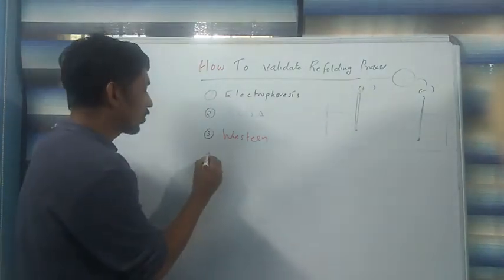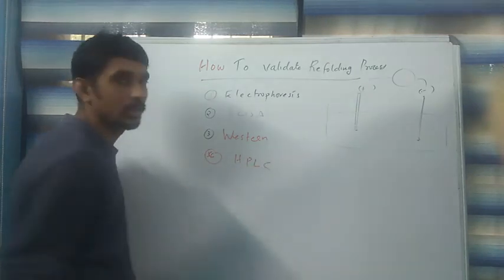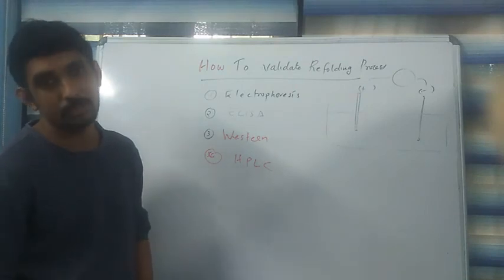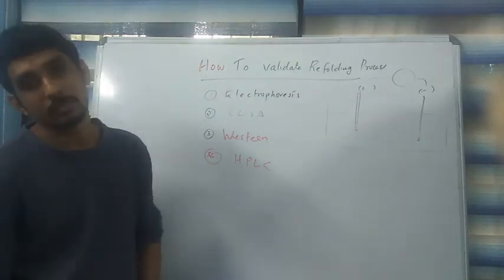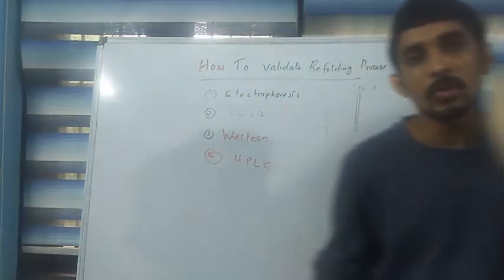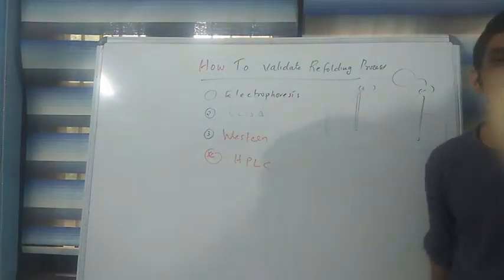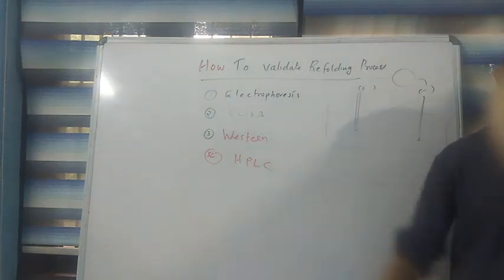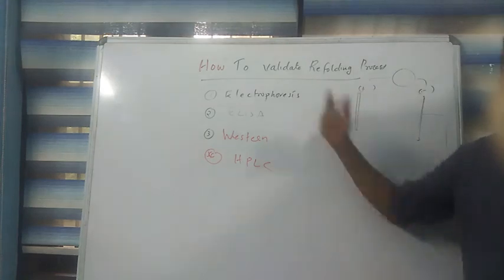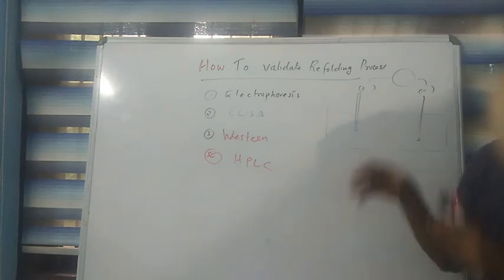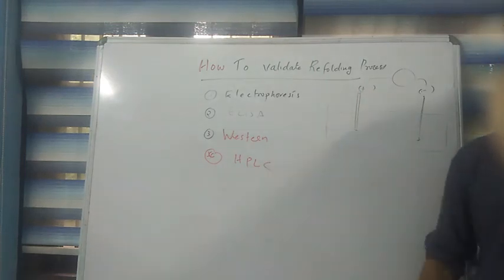Like that, we can also depend on HPLC, high performance liquid chromatography. It's a chromatographic technique. So we can validate the refolded protein by using different techniques: electrophoresis, by migrating protein particles using an electric field; ELISA, enzyme linked immunosorbent assay, through antigen-antibody interaction; Western blotting, which we already discussed; and HPLC. Okay, that's all.